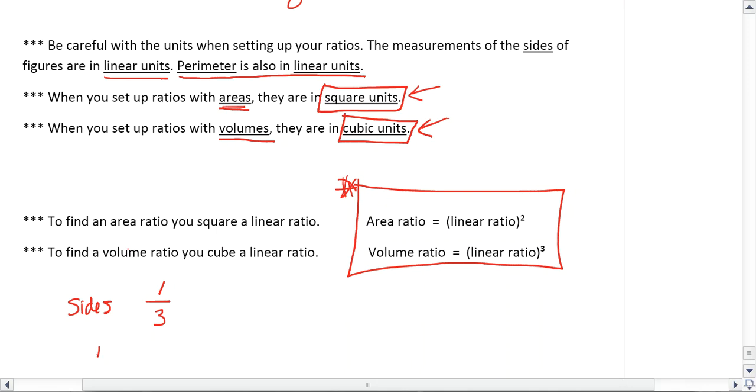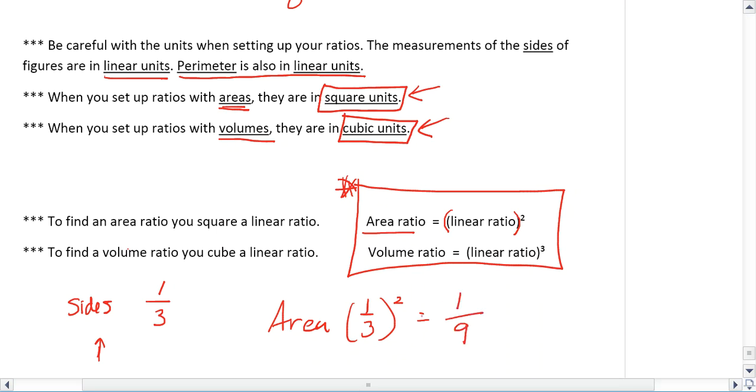And if we have the ratio of the sides, for example 1 to 3, and then we were asked to do something with the area ratio, you can't use 1 to 3. You have to do what this says here. It says to square the linear ratio. So to get an area ratio with my little example here of 1/3, we'd have to square that. And then the area ratio, 1 times 1 is 1, 3 times 3 is 9.